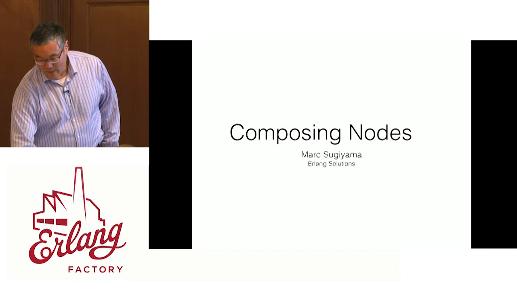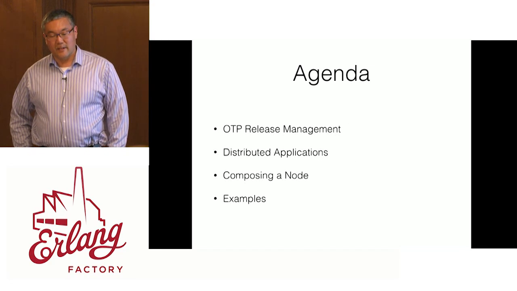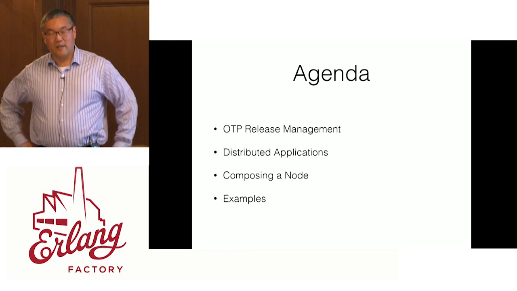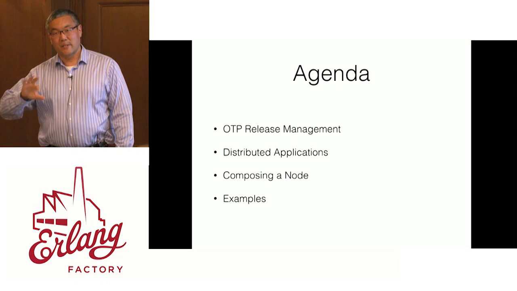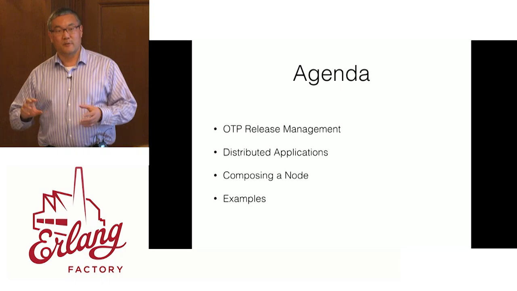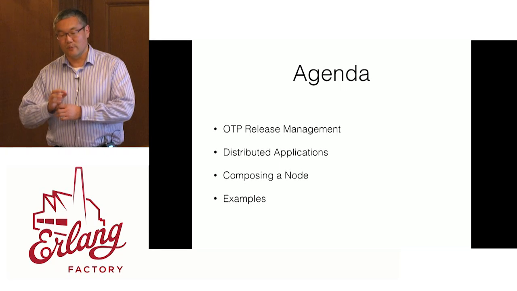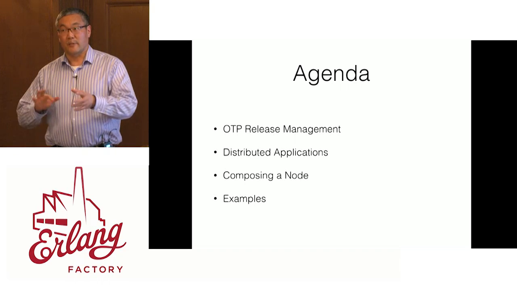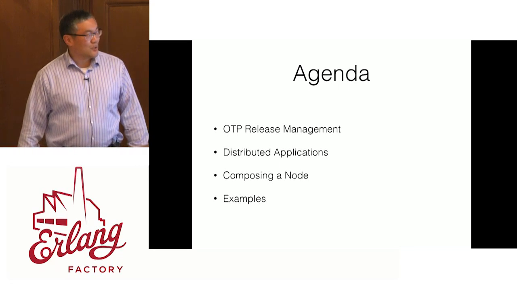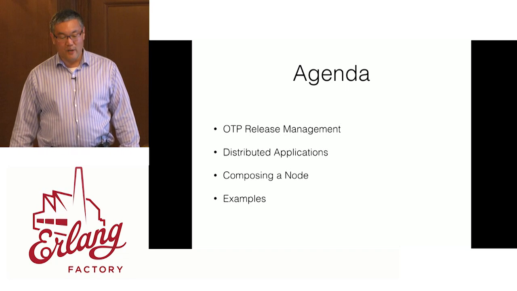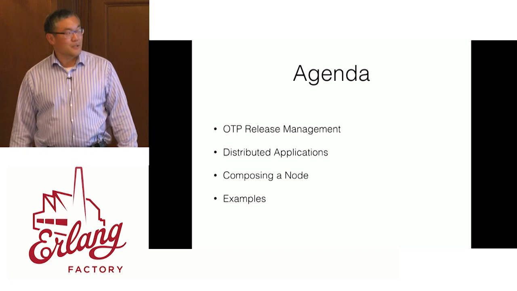And I'm going to talk about how we can design our applications in such a way that they're more easily composed into nodes, so that you can decide sort of at the last stage when you're building the release which applications are included in a node. So to do that, I'm just going to start with a quick review of the building blocks that the OTP release management system gives us to do this.